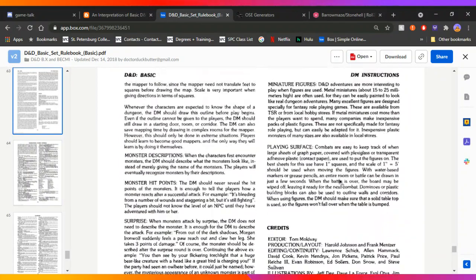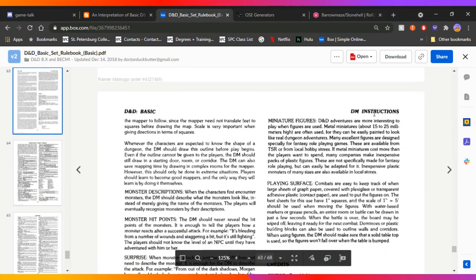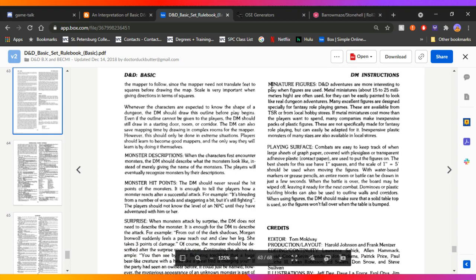So, B61. DM instructions. A whole section on miniature figures, and a whole section on playing surfaces, which they recommend graph paper, which is a grid. And they also recommend blowing the graph paper up, putting a plexiglass top on top of it, and then you can use grease pens to draw on it to make the rooms and have the characters' figures move around. If that doesn't sound like a battle mat, I don't know what does.